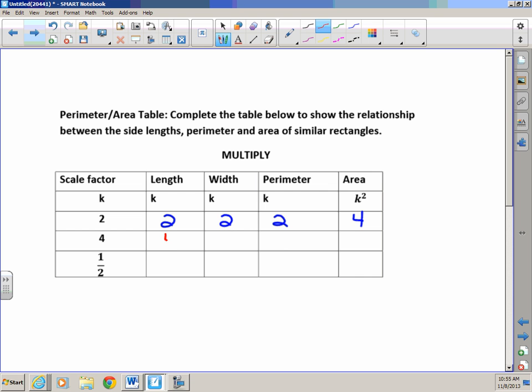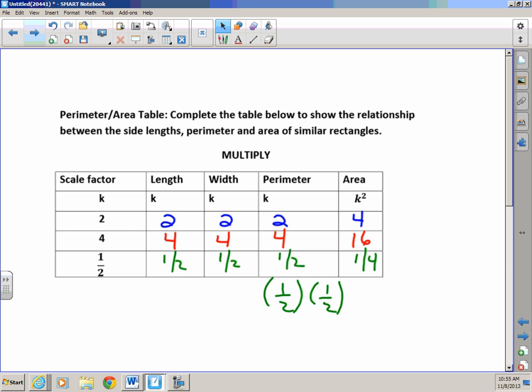The same thing, if it's 4, length, width, and perimeter all go up by a scale factor of 4, but for the area, it's 16, which is 4 squared. And then finally, if I have a scale factor of a half, that changes the length, width, and perimeter by a half, but the area by 1/4. How did I get 1/4? 1/2 times 1/2.